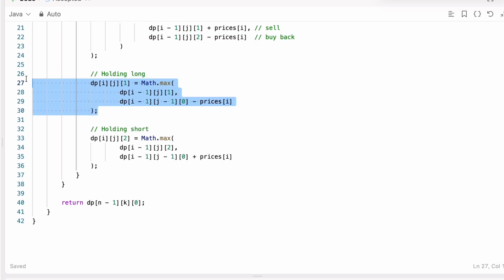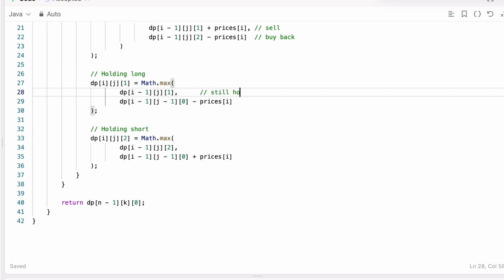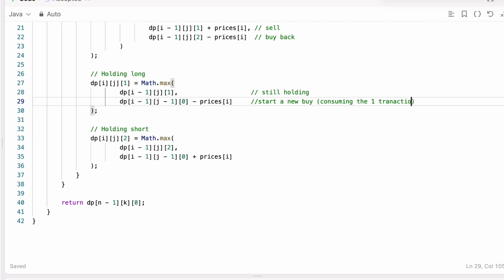Now we are talking about holding the long state. When we are holding the long state, we have to find the maximum between two things: whether we are still holding the state or not. Here we use dp at i minus 1, j minus 1, 0, and we say buy, not buyback, we start a new buy transaction, consuming one transaction. That is why we have to take minus 1.